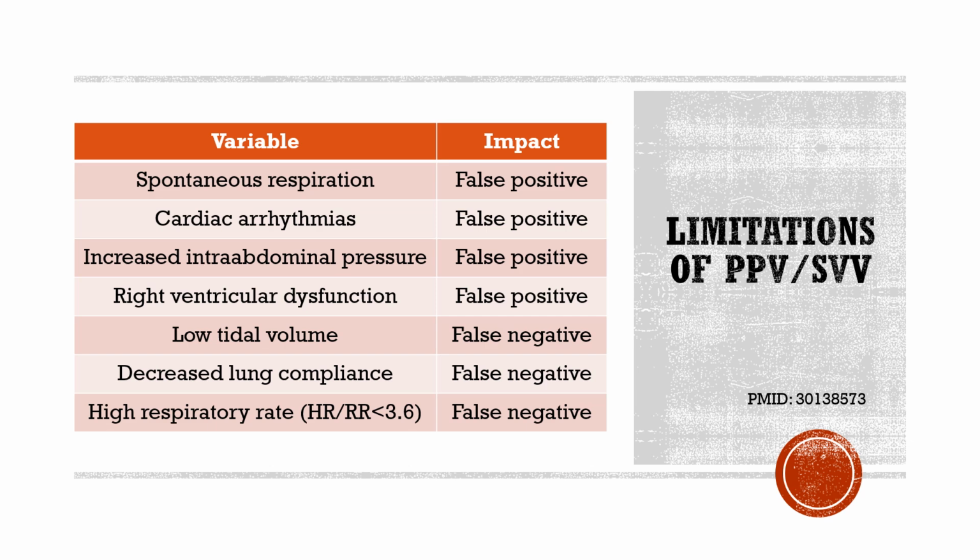On a very special note, patients who have right ventricular dysfunction often have false positive results for PPV and SVV, which may make you think that the patient will benefit from volume in the setting of hypertension. However, patients who have right ventricular dysfunction typically do not do well with volume loading, so it is quite important for us to remember that.